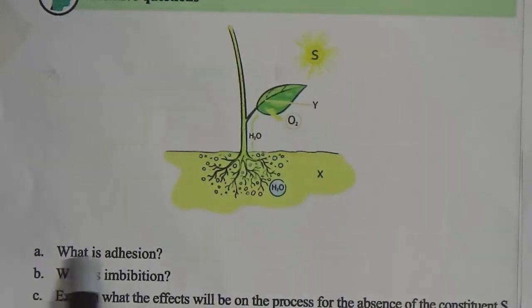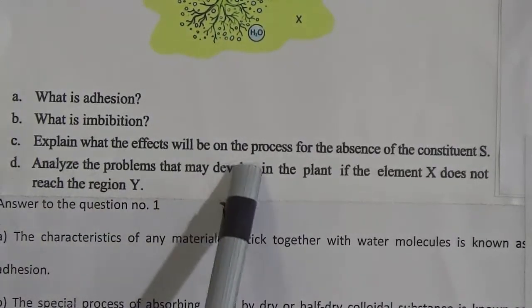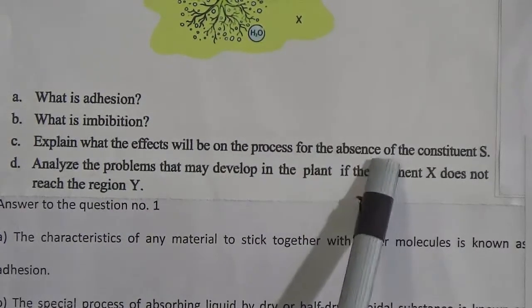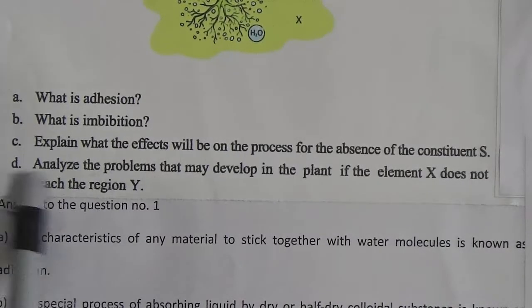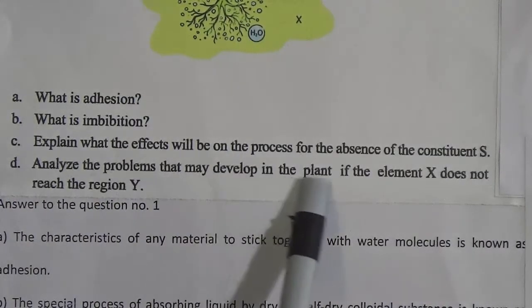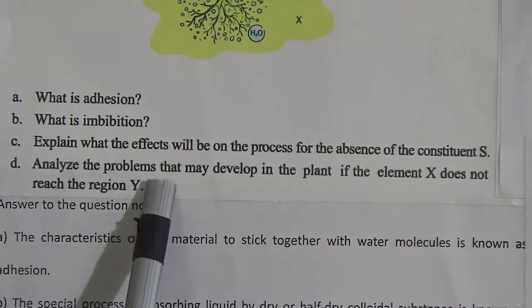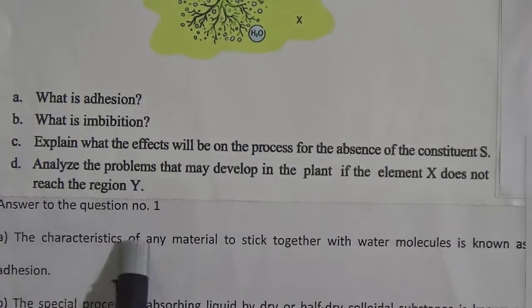Now come to the questions. What is adhesion, what is imbibition? C, explain what the effect will be on the process in the absence of the constituent S. And last one, analyze the problem that may develop in the plant if the element X does not reach the region Y. The answer of A is the characteristic of any matter to stick together with water molecules is known as adhesion.